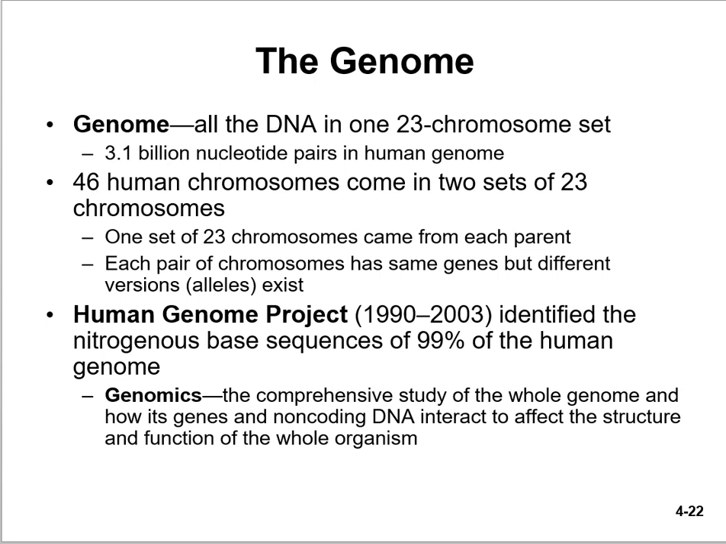The Human Genome Project, which ran from about 1990 to 2003, helped us identify the nitrogenous base sequence of 99% of the human genome. They used some good representative humans and then figured out their genetic code, and now we have that information today. As humans, we are very similar with our genetics, like over 99.9% the same. Genomics is the comprehensive study of the whole genome and how its genes and non-coding DNA interact to affect the structure and function of the whole organism.